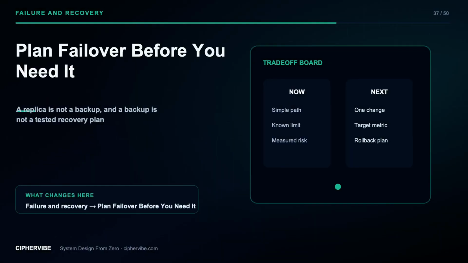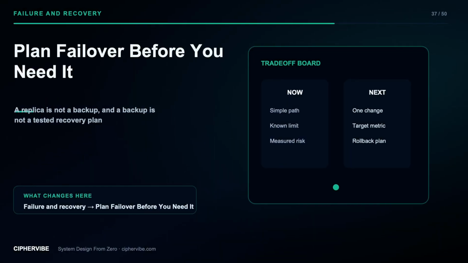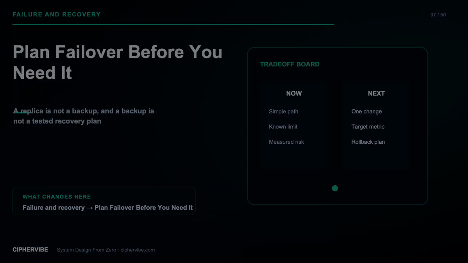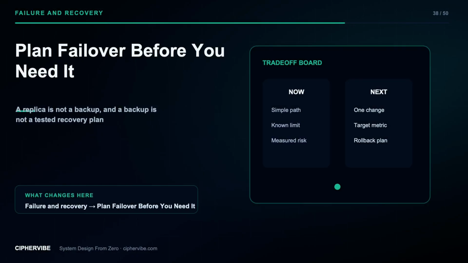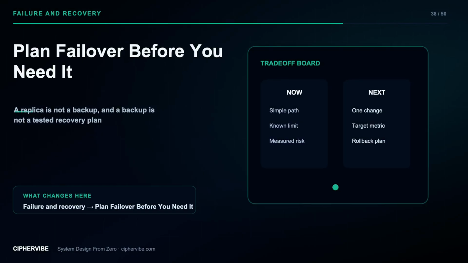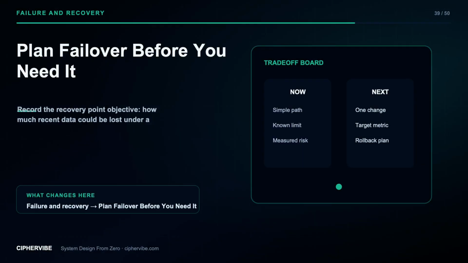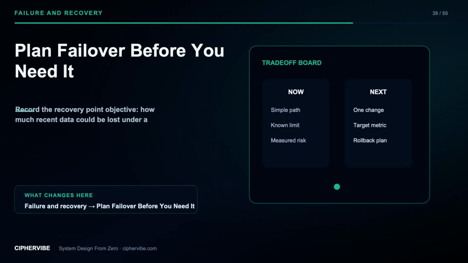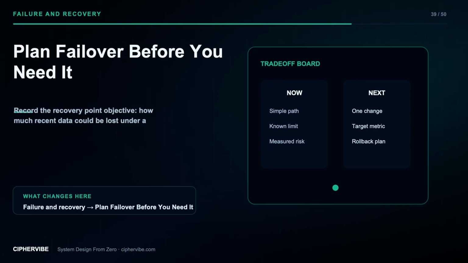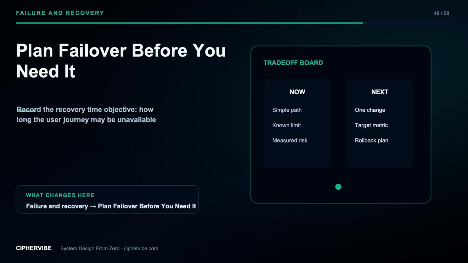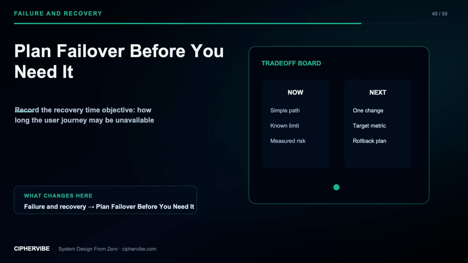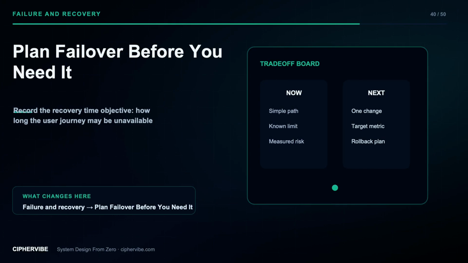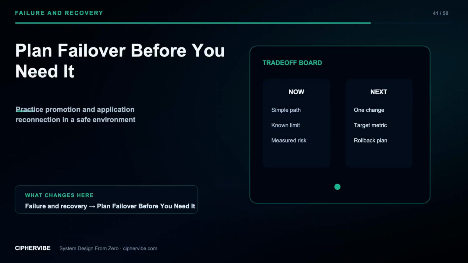A replica is not a backup, and a backup is not a tested recovery plan. Record the recovery point objective: how much recent data could be lost under a severe failure. Record the recovery time objective: how long the user journey may be unavailable. Practice promotion and application reconnection in a safe environment. Protect backups with access controls and retention rules.